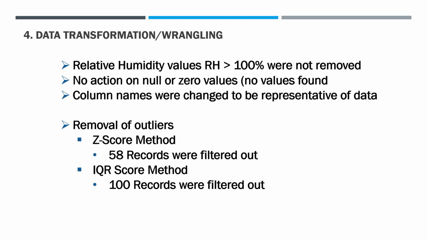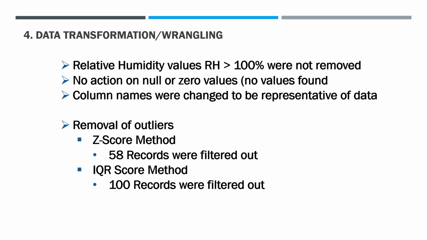After data exploration, data was transformed for further analysis. Since no null values or zero values were found in the data, no action was needed on that front. Also, relative humidity values greater than 100% were found to be valid, so they were not removed from the data. Column names were changed to be more representative of the data. For example, the RH column was changed to rel humidity.